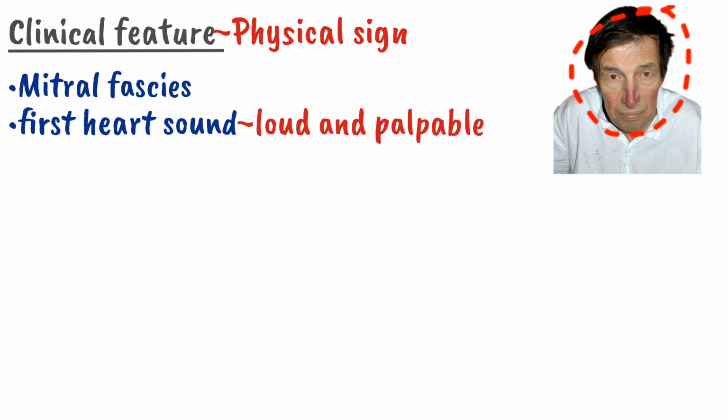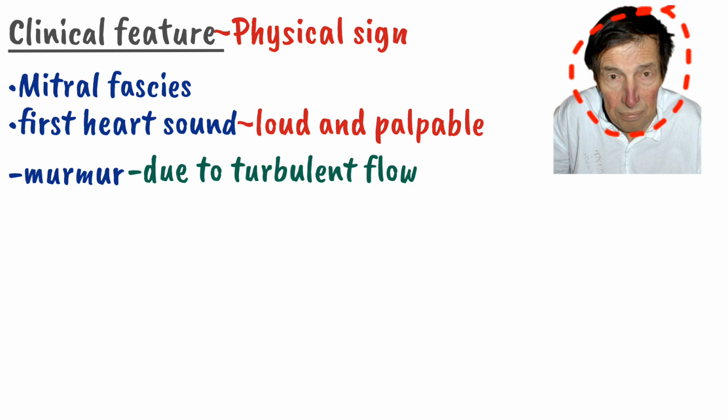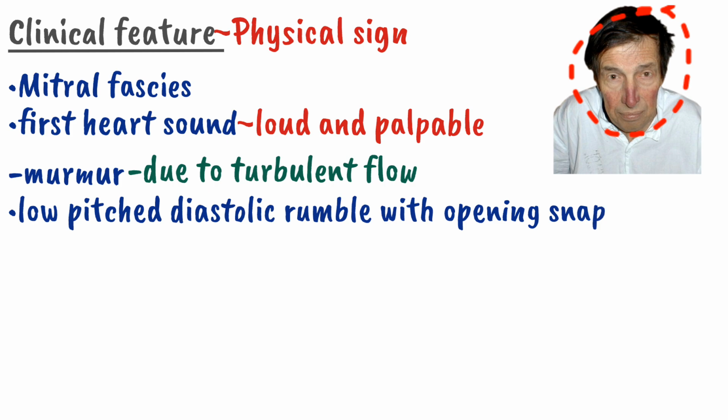Other than a loud and palpable first heart sound, the patient with mitral stenosis will also produce a murmur due to the turbulent flow of blood across the mitral valve. The murmur of mitral stenosis is a low-pitched diastolic rumble with an opening snap. You can hear the murmur of mitral stenosis now.